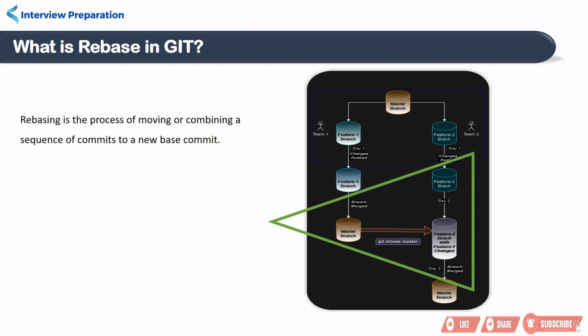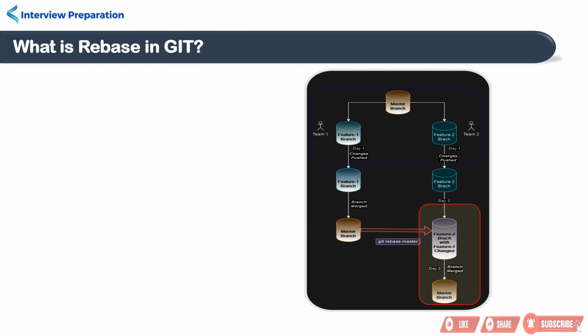After using Git Rebase to sync up with master on day 3, team 2 keeps the code base neat and up to date. And that's how Git Rebase helps teams to stay organized and efficient in their development workflow.